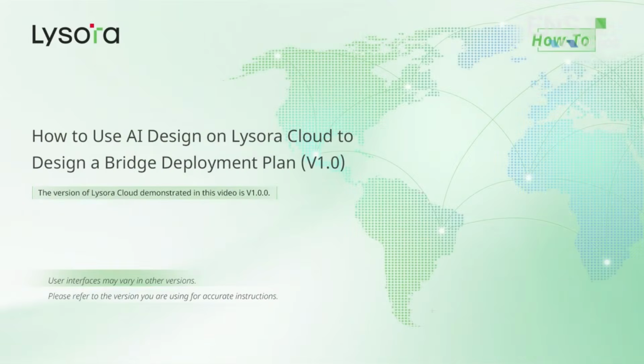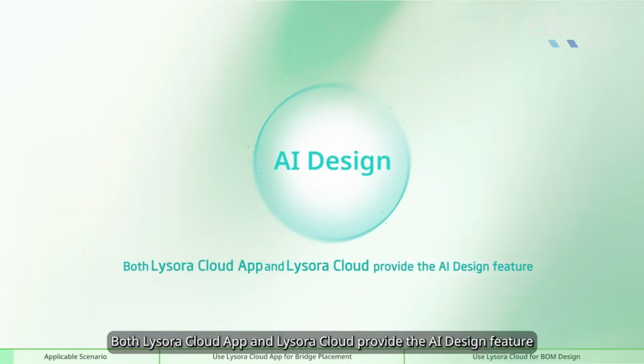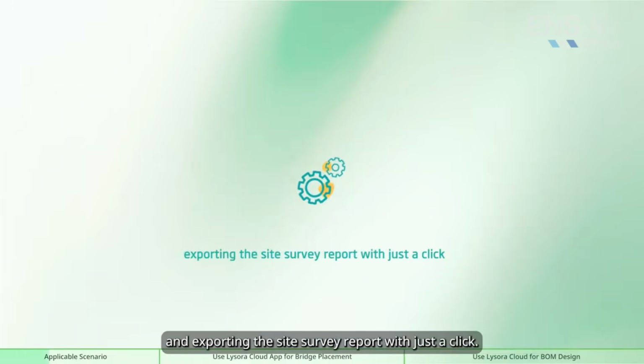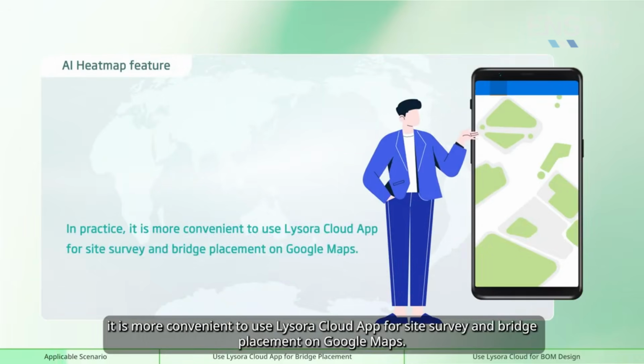This video introduces how to perform a site survey for wireless bridges on Lysora Cloud app and Lysora Cloud. Both Lysora Cloud app and Lysora Cloud provide the AI design feature, which allows for marking the installation location of wireless bridges on Google Maps for BOM generation, and exporting the site survey report with just a click. In practice, it is more convenient to use Lysora Cloud app for site survey and bridge placement on Google Maps.